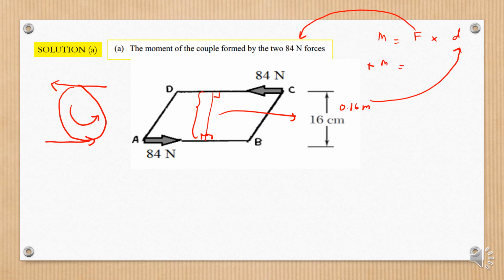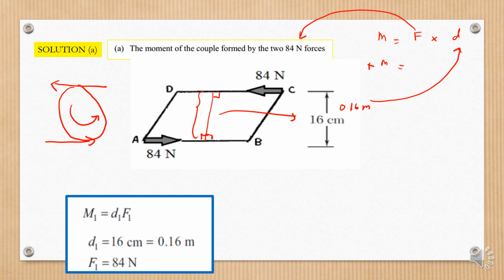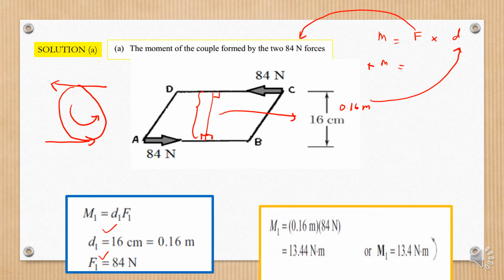The wheel will rotate in anti-clockwise direction, so M will be positive. Let's see the solution. We know the d value and F value, so we can substitute and we get the value of the moment, M equals 13.44 Newton meter, where the direction of the moment is anti-clockwise, so it is a positive moment. This is the complete answer. Make sure you give the magnitude of the moment, the units of the moment, and the direction of the rotation. That's it for A.